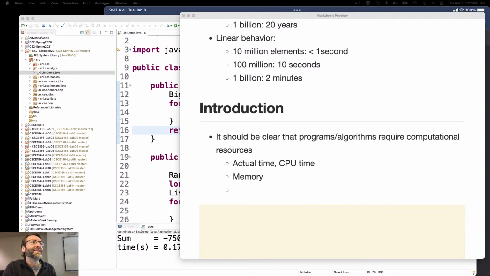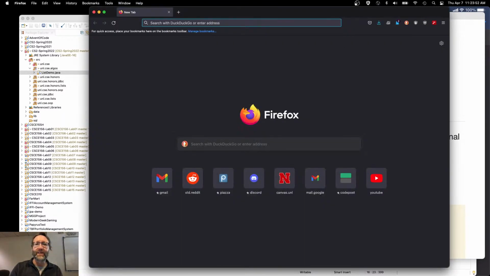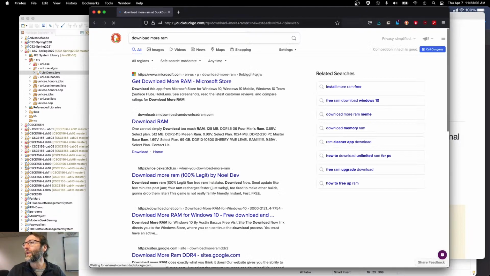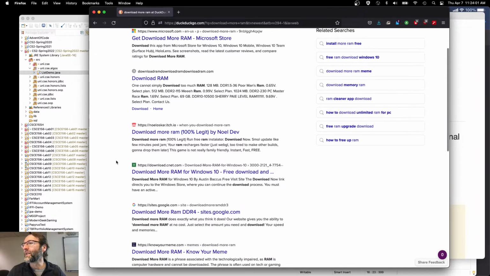What other? Oh, that's a joke. It's not my joke either. Isn't there a website? Download more RAM. There we go. Yeah. Download RAM. More RAM, legit, 100% legit. Sure. Yep.